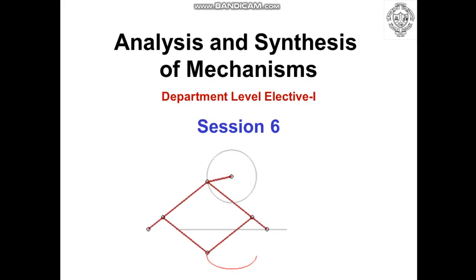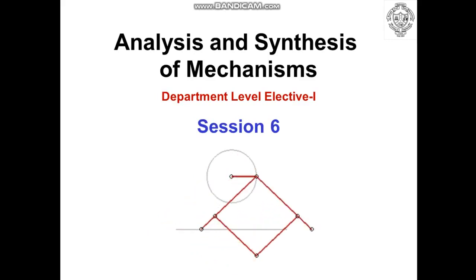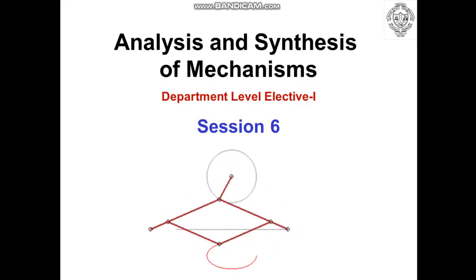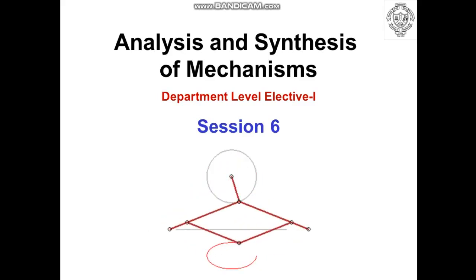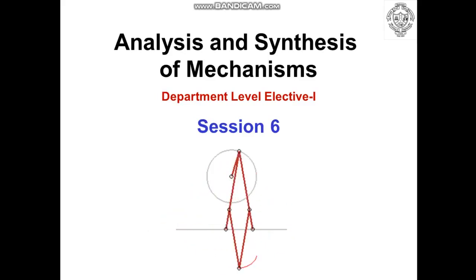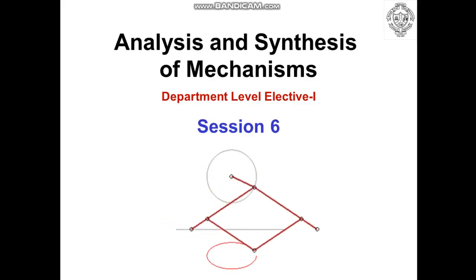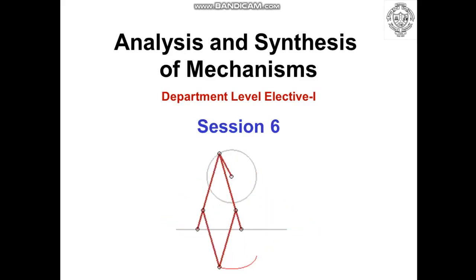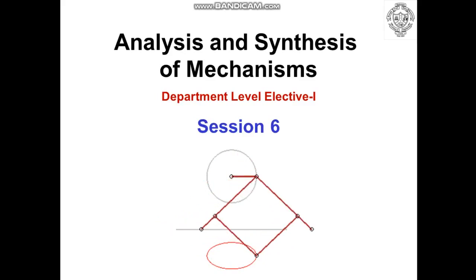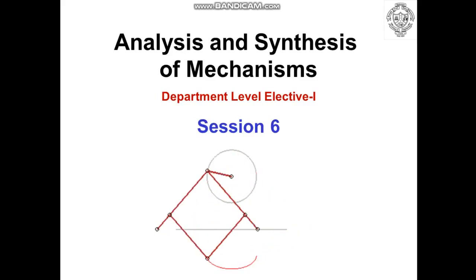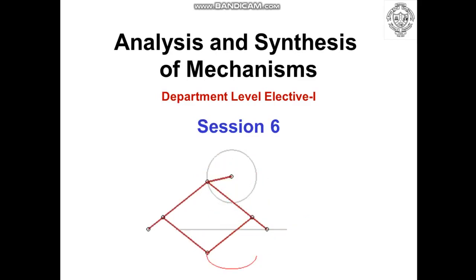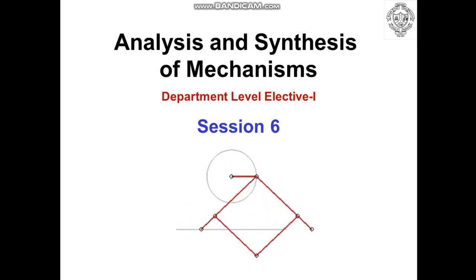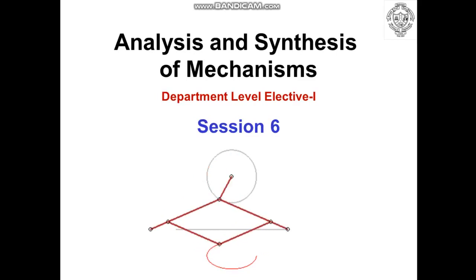So let us summarize the steps in the synthesis process which we have studied in the previous sessions. In the synthesis of mechanism, the problem divides itself into three steps. The first step is type synthesis, the second step is number synthesis, and the third step is dimensional synthesis.